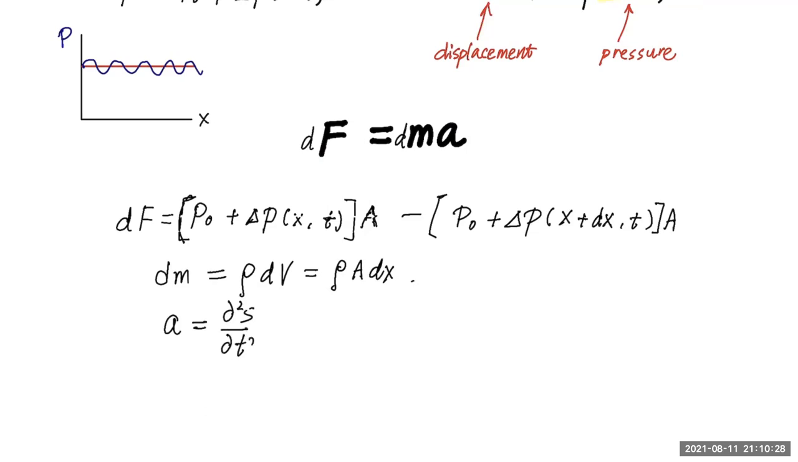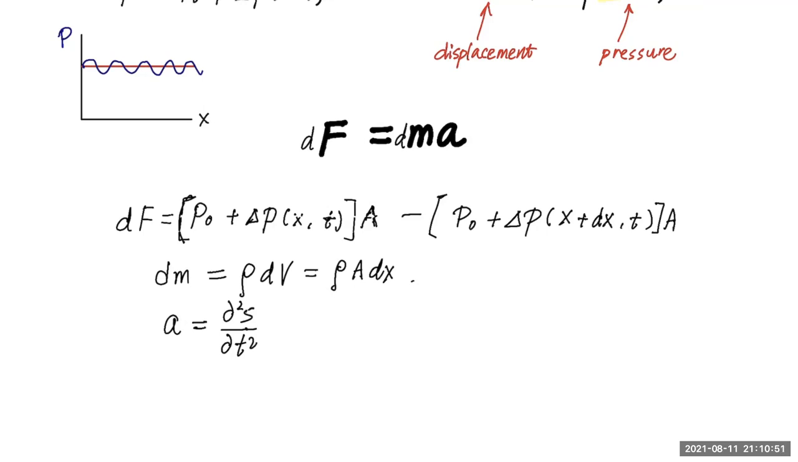The second derivative. You notice I did not use a regular derivative, d squared s over dt squared. It's because s is a function of both location x and time t. I'm only taking the derivative with respect to t, and therefore I cannot use the normal derivative sign. I have to use the partial derivative sign. Okay.